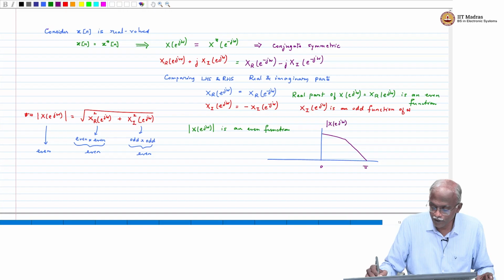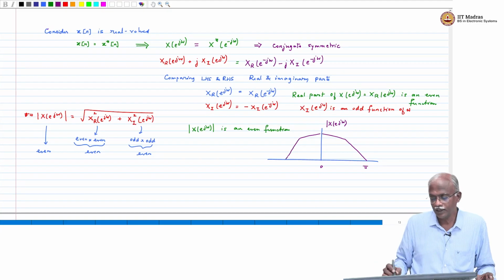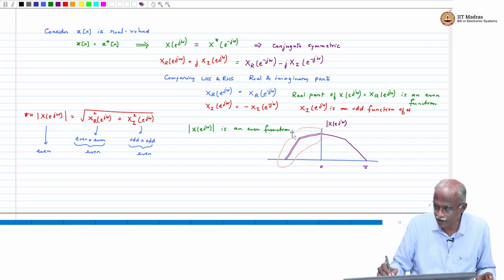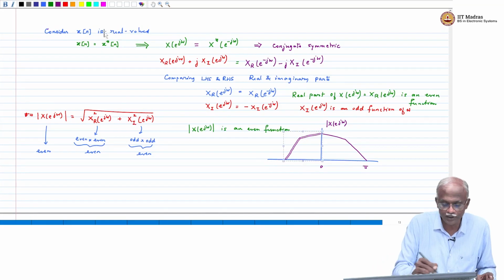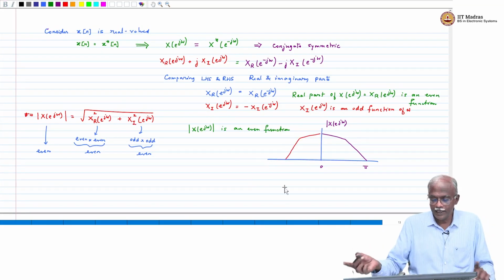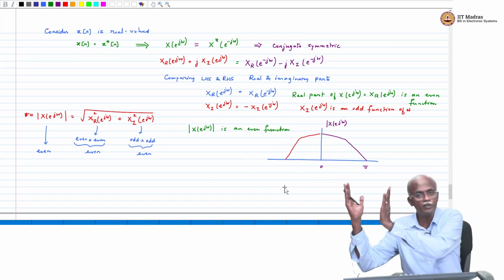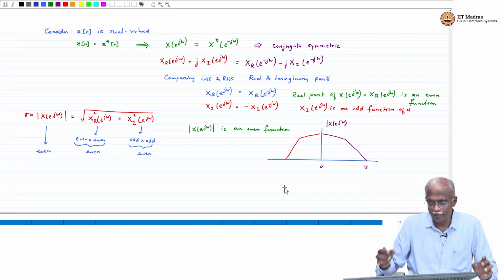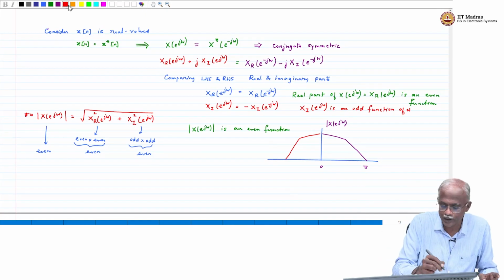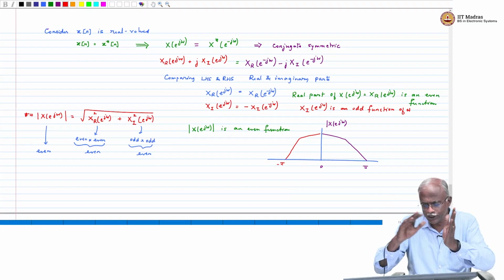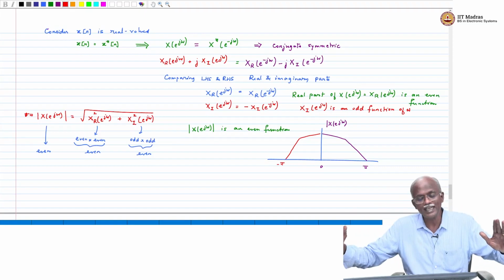Why is it enough for me to do that? Because I know that the negative part must also be the same. Let me use a different color here just to capture that. I get it because of the fact that it is an even function. Whatever the value is at plus ω will be the same at minus ω. So this is at minus π. This is what it means that the magnitude is an even function.